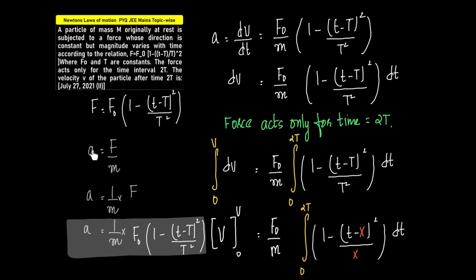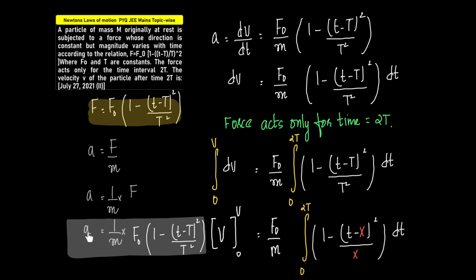So what is acceleration? Acceleration is force by mass. Now we can write this as 1 by m into F. Why? Because what we have here is F, right? So this much is F over here. So we'll replace F by f0 into (1 minus t) the whole square by T square.